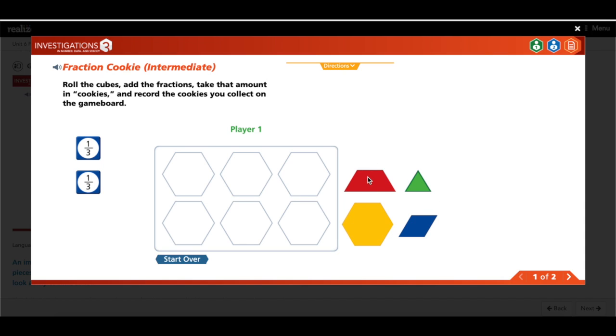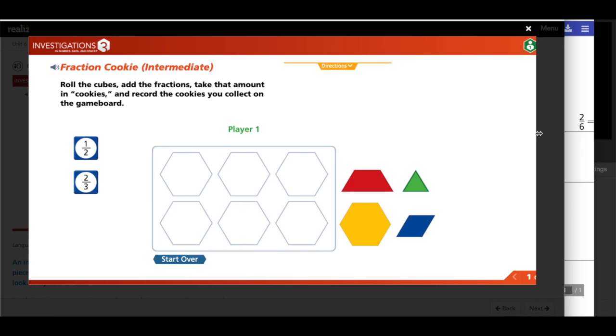So remember that a trapezoid is equal to 1/2 because it takes 2 trapezoids to fill up my hexagon. 1 triangle is 1/6 because it takes 6 triangles to fill up my hexagon, and a rhombus is 1/3 because it takes 3 rhombuses to fill up my hexagon. So I'm going to roll twice, and I have 1/2 plus 2/3.